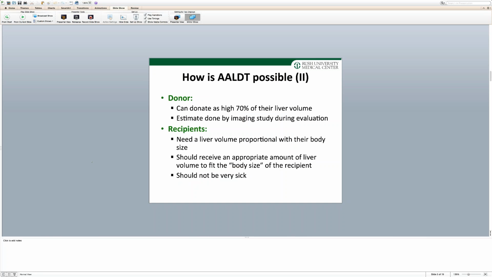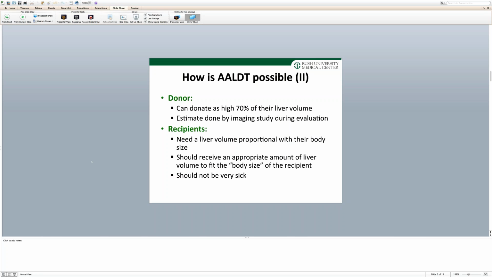So how is adult-to-adult living donor transplant possible? First of all, the donor can donate as high as 70% of their liver volume, and the volume of the liver can be very easily evaluated by imaging studies using a CT scan or MRI. Second of all, the recipients need a liver volume that is proportional to their body size, and should receive an appropriate amount of liver volume to fit the body size of the recipient. Also, a very important piece is that the recipient should not be very sick at the time of the transplantation.